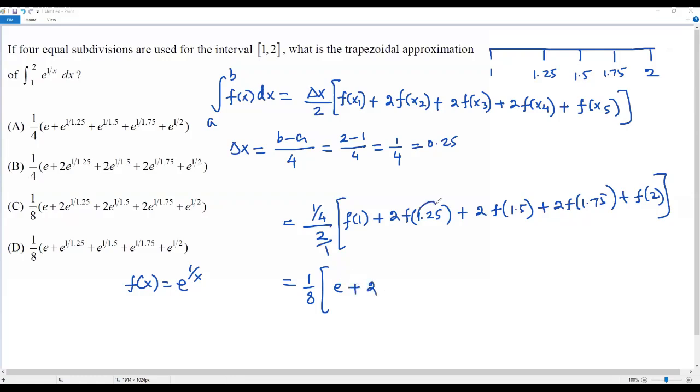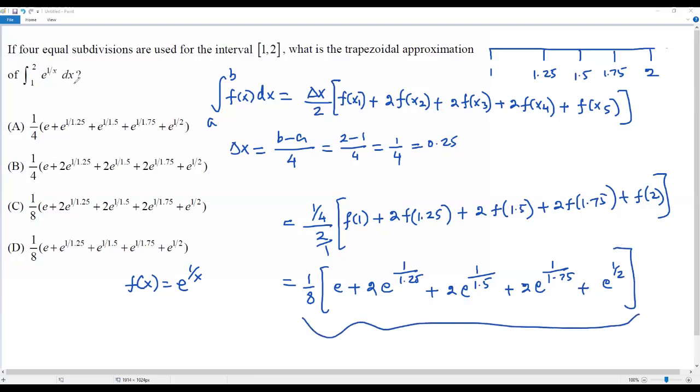Now 2 times, we plug in this 1.25 for x over here. Then I'm getting 2 times e to the power of 1 over 1.25, positive 2 times e to the power of 1 over 1.5, positive 2 times e to the power of 1 over 1.75, positive f of 2. F of 2 means we plug in 2 for x, and I'm getting e to the power of 1 over 2. So this is the trapezoidal approximation for the value of the given integral, and we find this exactly in answer choice C. The correct answer choice for this question is C.